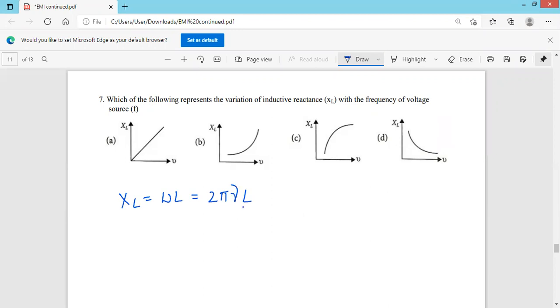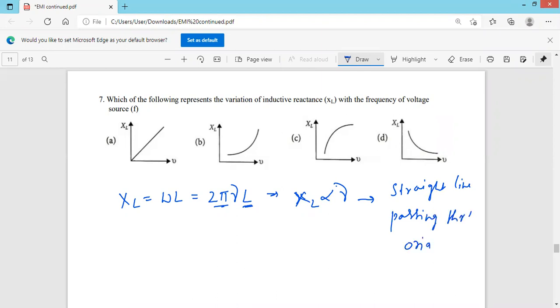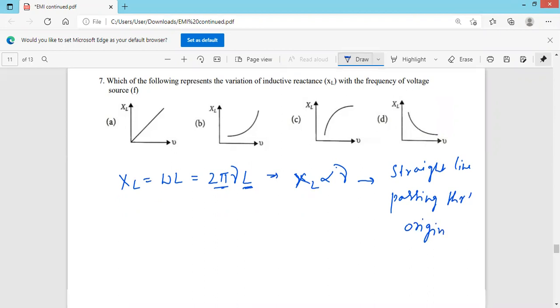So L is the self-inductance of the coil, constant, and 2 pi is constant, that implies XL is directly proportional to nu. XL is directly proportional to nu means the nature of the graph is a straight line passing through origin.